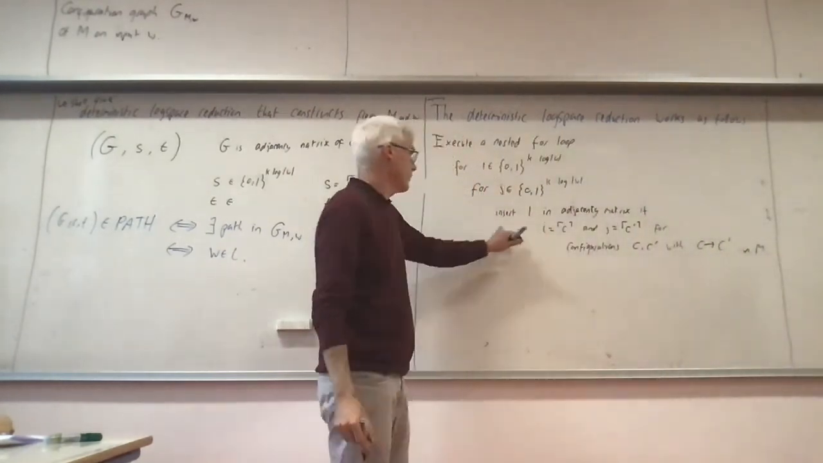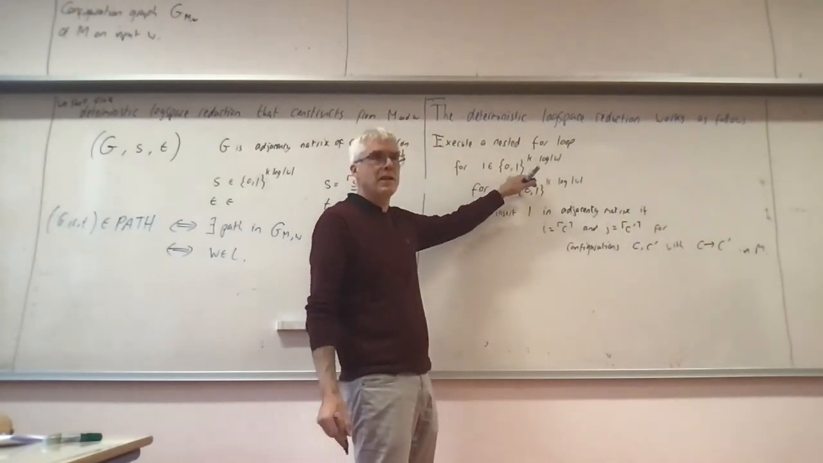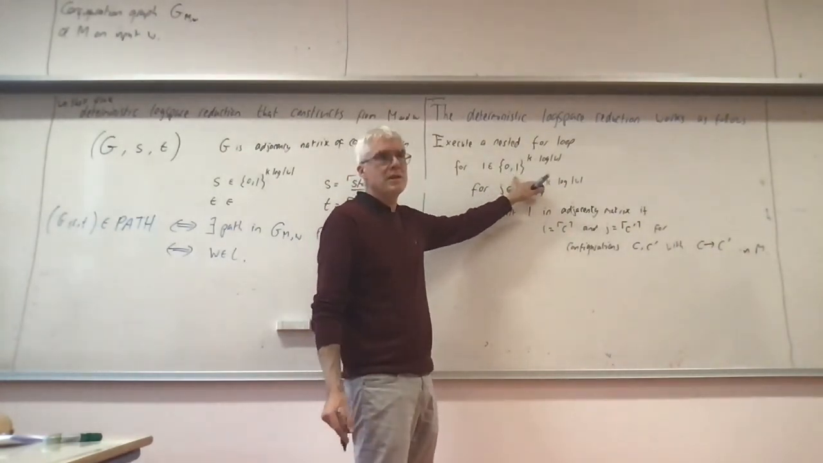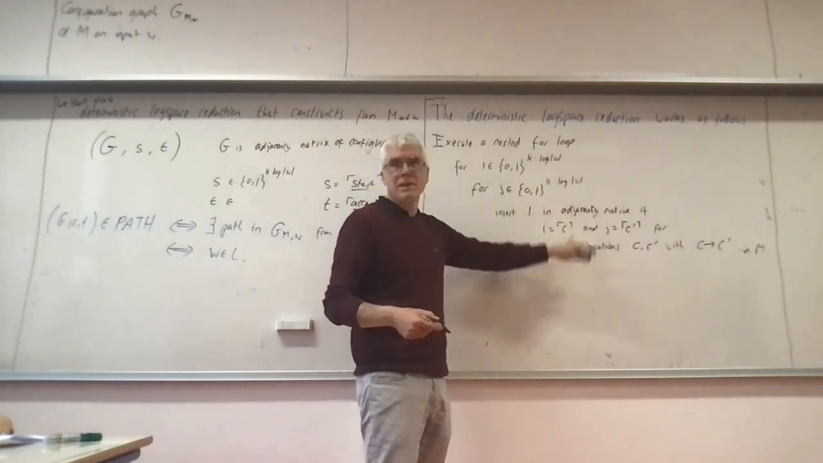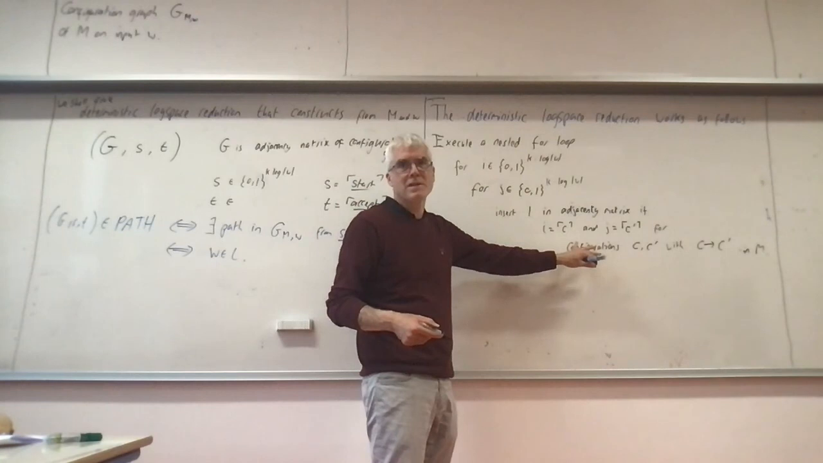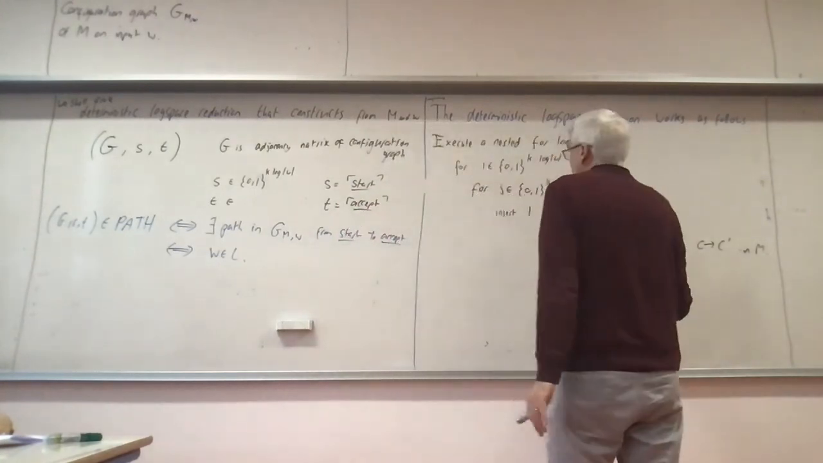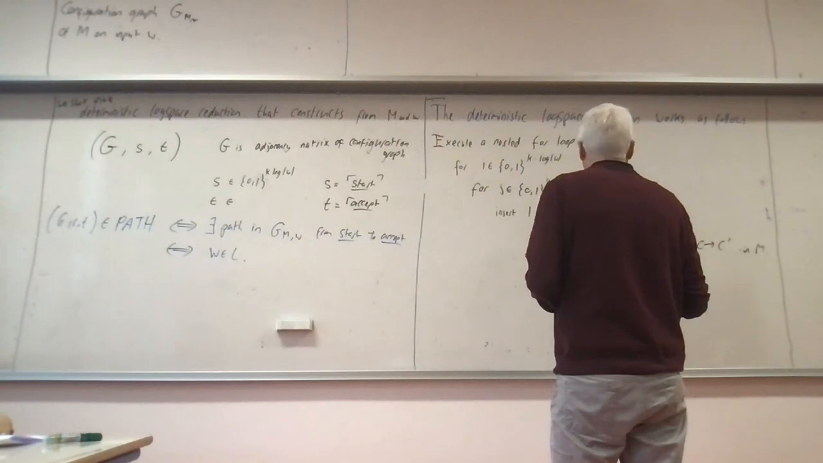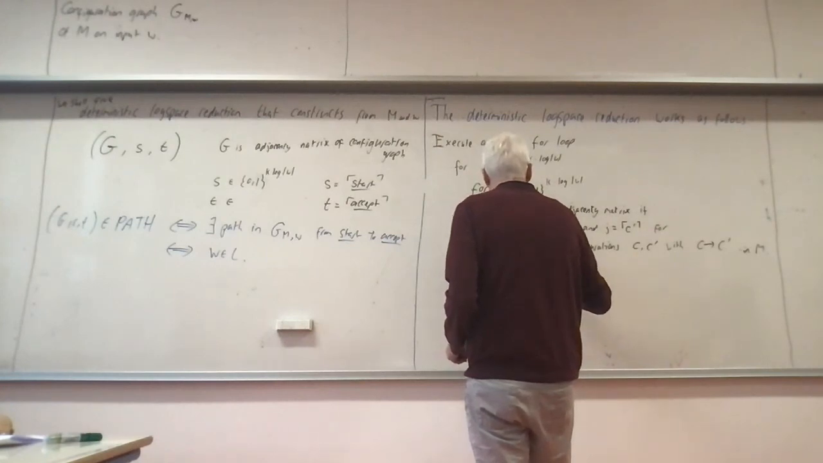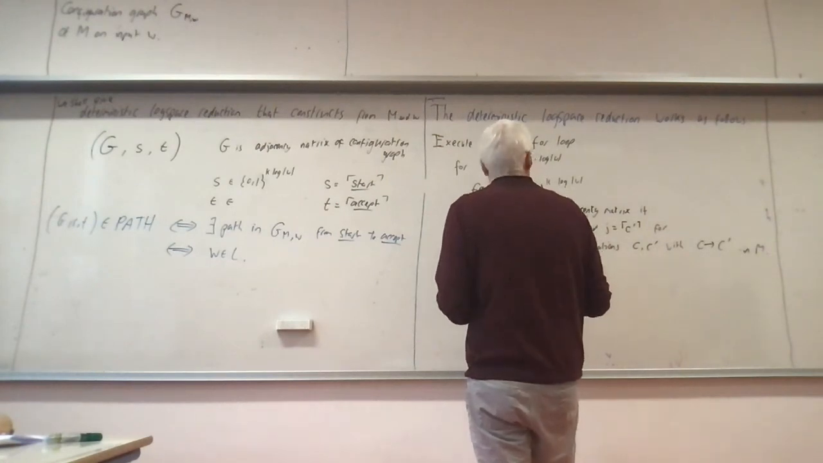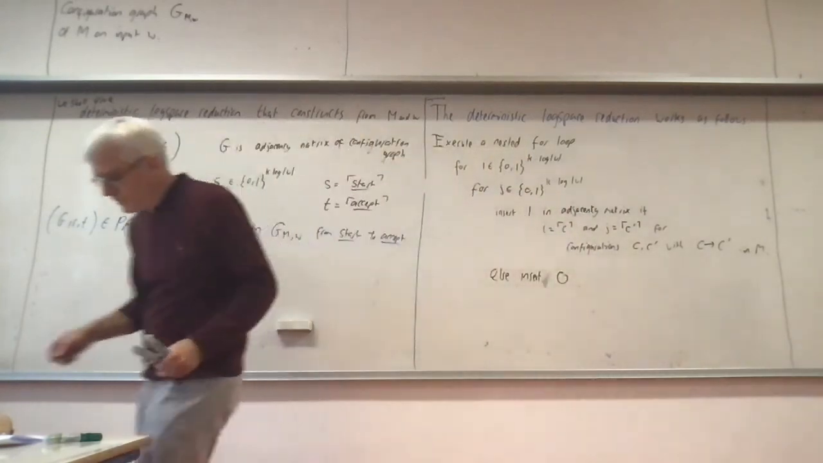And all this, if you use a sensible encoding of your configurations, so you can nicely read off what the head positions are, what the current symbol being looked at, and so on, all this checking can actually be quite easily done in logarithmic space. So otherwise, else, insert 0. And then we're basically done.